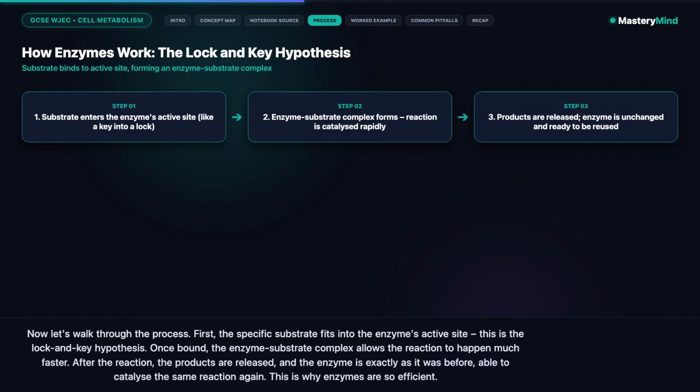Now let's walk through the process. First, the specific substrate fits into the enzyme's active site. This is the lock and key hypothesis. Once bound, the enzyme substrate complex allows the reaction to happen much faster. After the reaction, the products are released, and the enzyme is exactly as it was before, able to catalyze the same reaction again. This is why enzymes are so efficient.